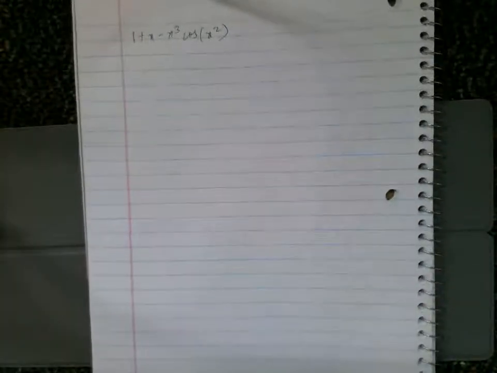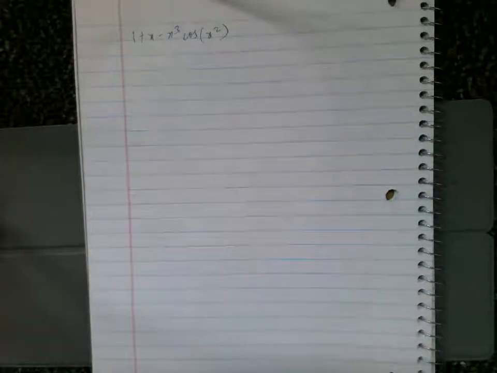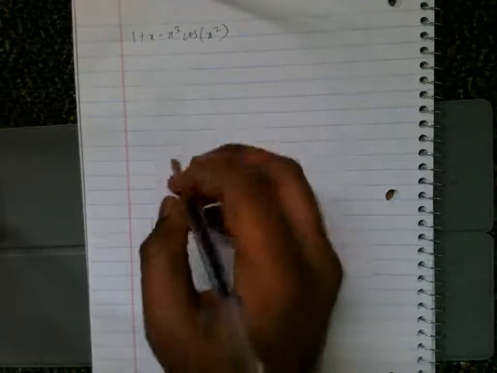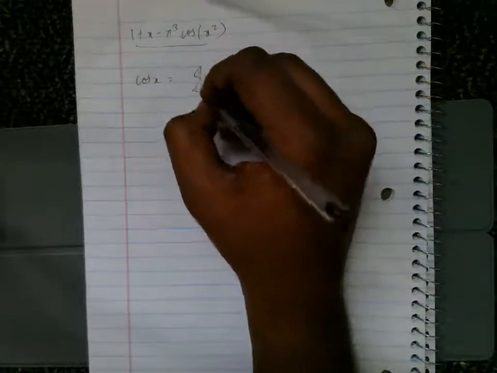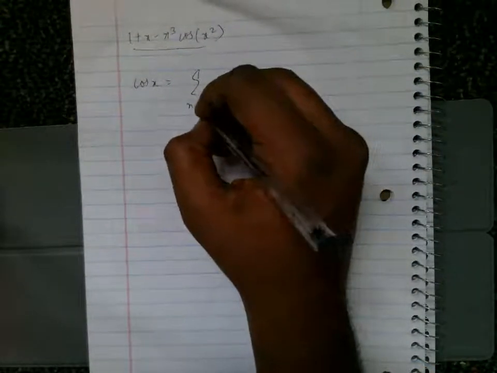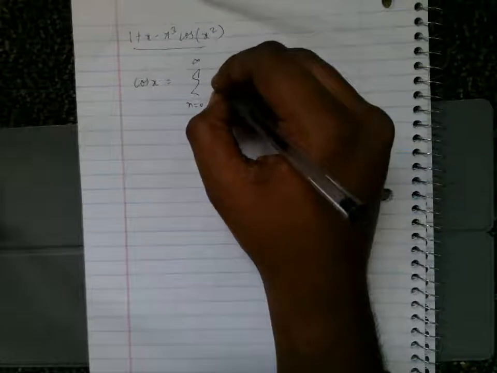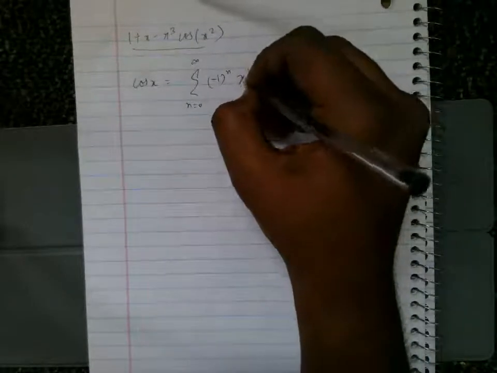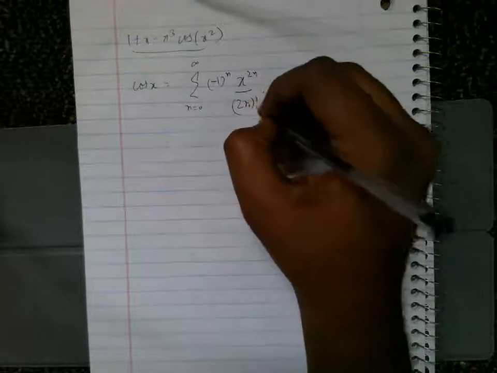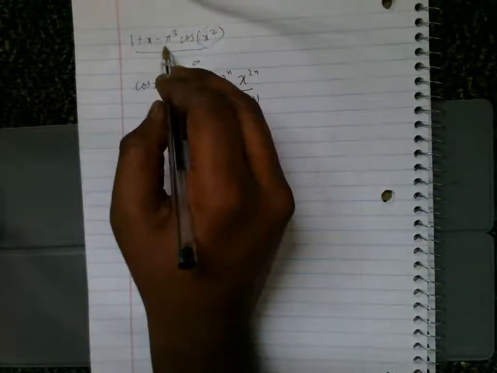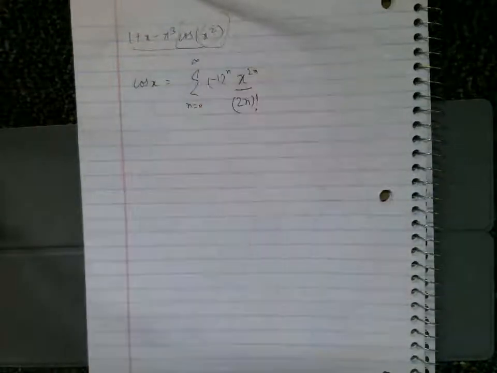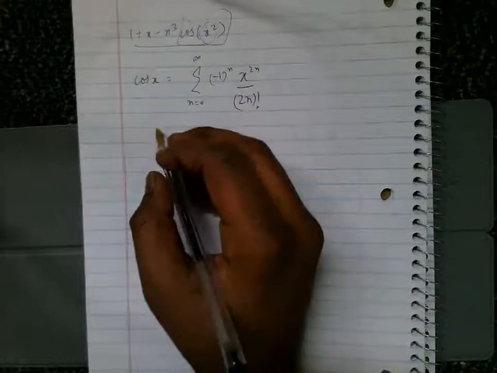So now let's find the Maclaurin series for 1 plus x minus x cubed times cos x squared. So like I said, the Maclaurin series for cos x is sum over n running from 0 to infinity (-1)^n x to the power 2n by 2n factorial. But we want the Maclaurin series for cos x squared. Like I said, you don't need to worry about the polynomials, just worry about the non-polynomial function, which is cos x squared in this case.